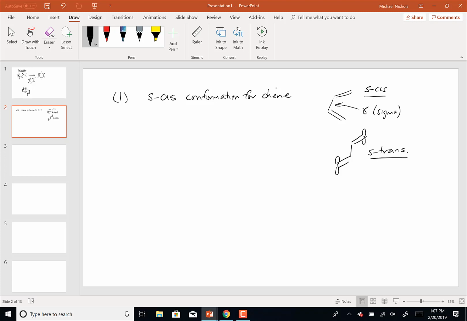The problem that we sometimes have with an S-cis conformation is that if we looked at the hydrogens that are attached, they would look like this. So these two hydrogens would be really close in space. So if we have a non-cyclic diene, we sometimes have to heat the reaction in order to get it to go from the S-trans conformation, which is more stable, into the S-cis conformation, which is less stable.